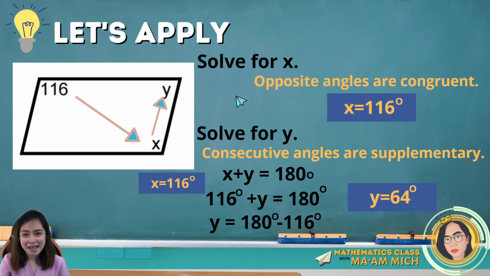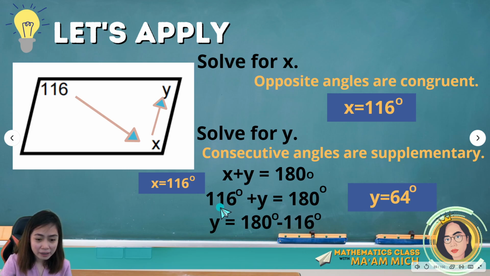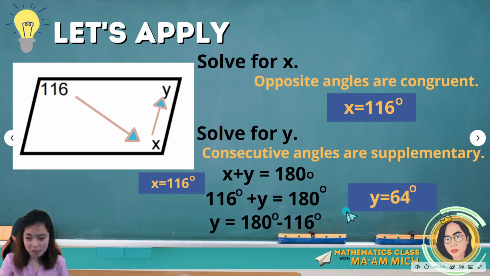Very good. They are consecutive angles. And the property of parallelogram states that consecutive angles are supplementary, which means when you add up the two angles, they are equal to 180 degrees. So we can say that x plus y equals 180 degrees. 116 degrees, the value of x, plus y equals 180 degrees. To get the value of y, let's transpose 116 to the other side. That will give us 180 degrees minus 116 degrees, so y equals 64 degrees.